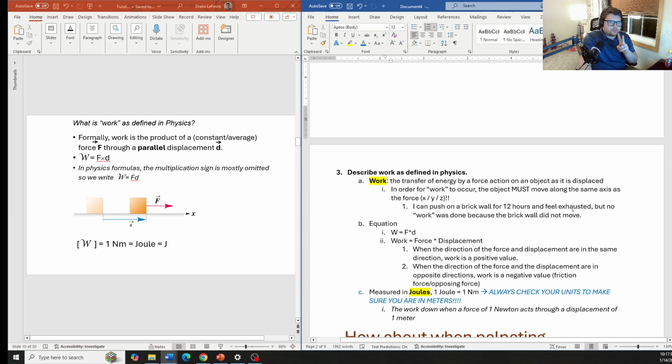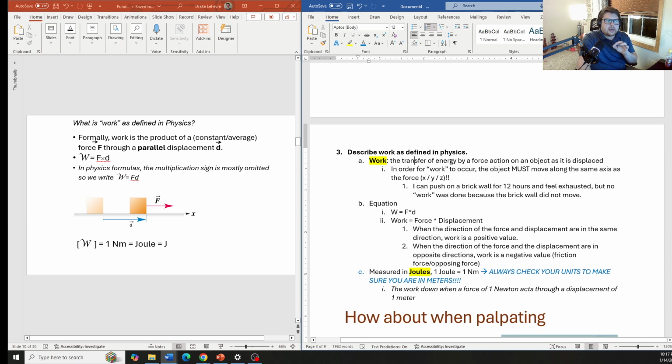Okay? I should clarify, not this direction. It should move along the same axis as the force. So work literally is the transfer of energy by a force on an object as it is displaced. So you have to have a force and you have to have movement along the same axis.